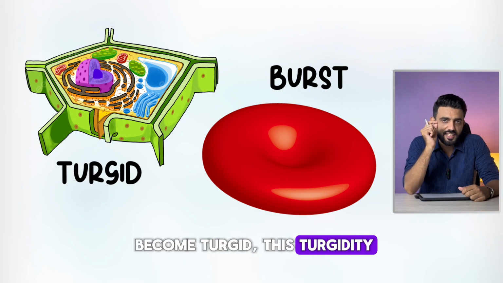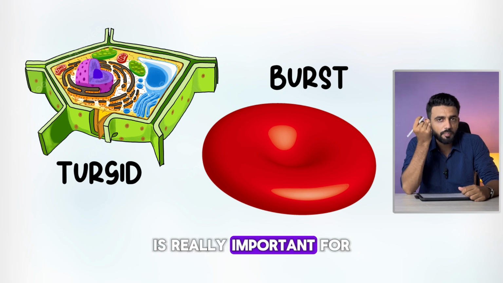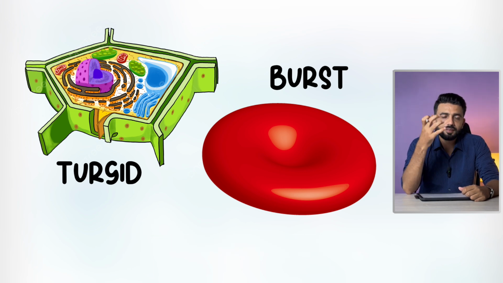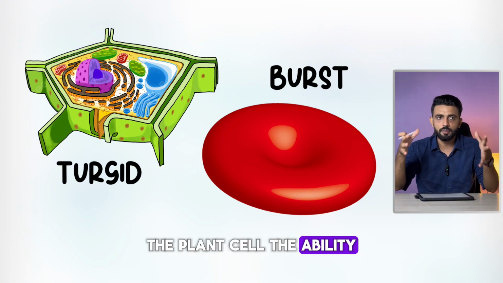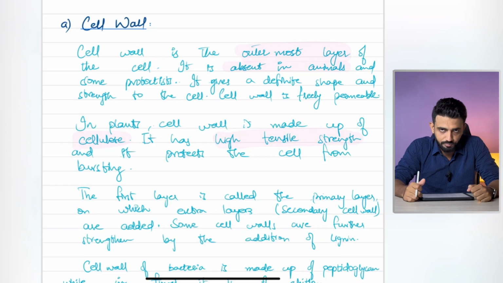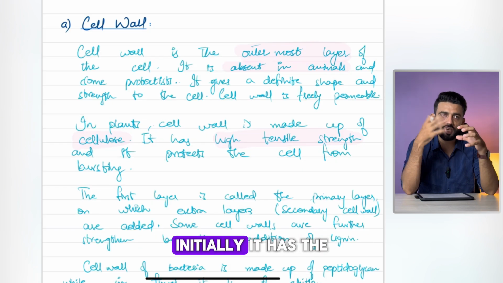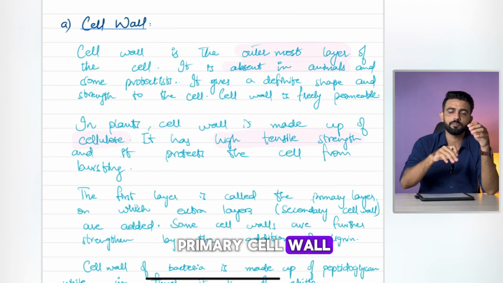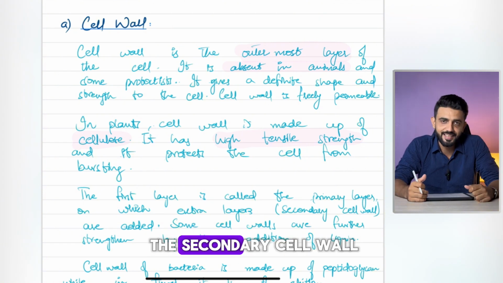This turgidity, the losing or the gaining of water, is really important for the plant. It gives the plant cell the ability to support the structure of the entire plant. Now, when the cell is made during cell division, initially it has the primary cell wall. Then there are deposits of another layer, which is called the secondary cell wall.